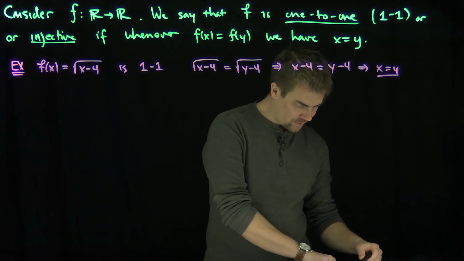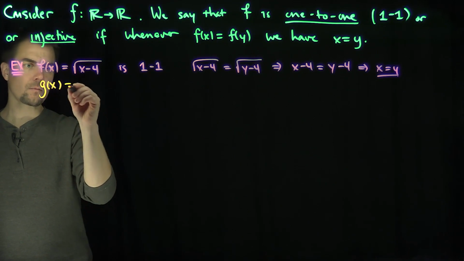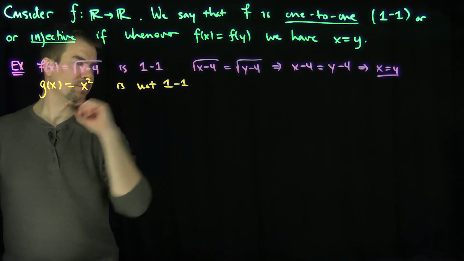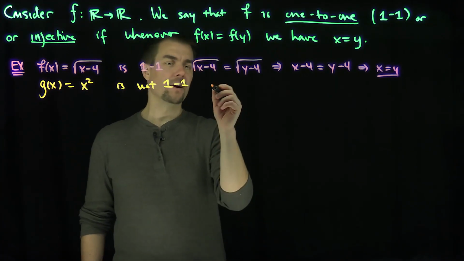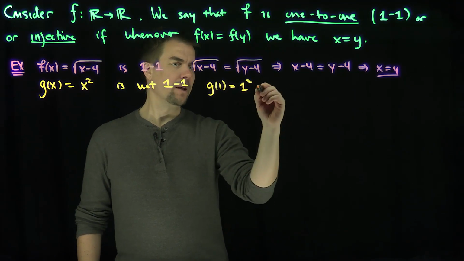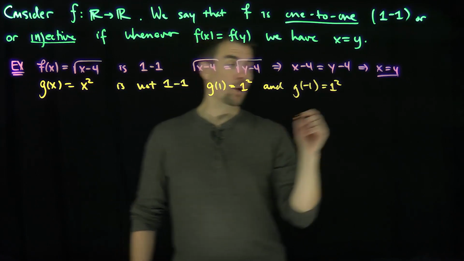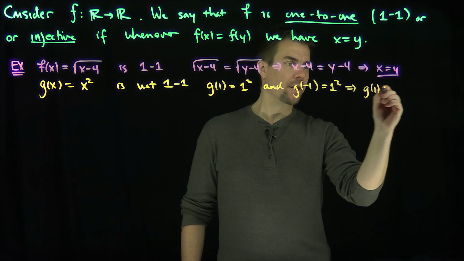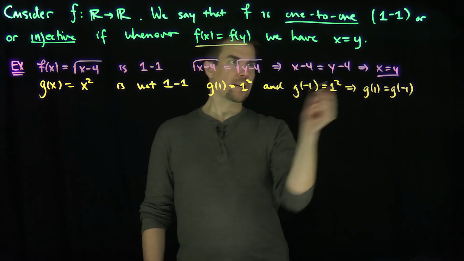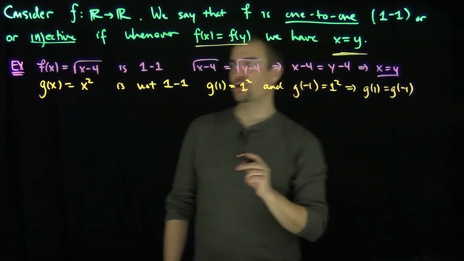The second example we'll do, let's do this function over here. This is a quintessential example of one which is not injective. So g of x, which is x squared, is not 1-to-1. So it's not injective. And why is it not injective? Because g of 1 is 1 squared, and g of negative 1 is 1 squared. So g of 1 is equal to g of negative 1, but that's clearly not the case that 1 and negative 1 are the same. So this function is not injective.